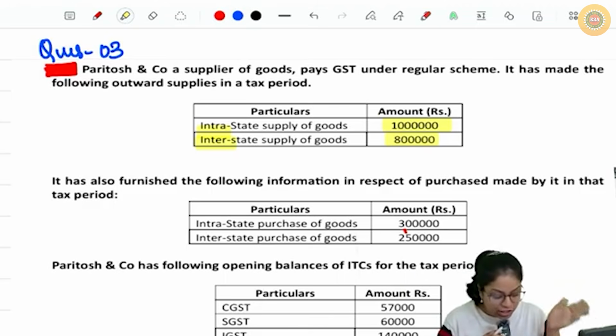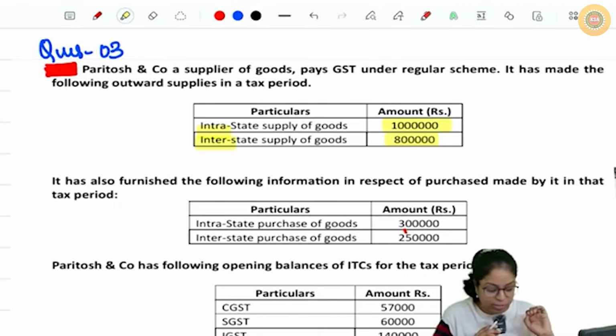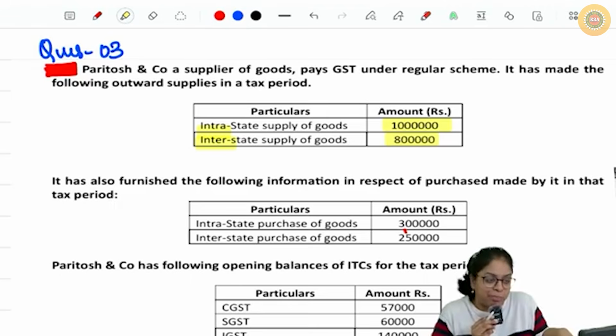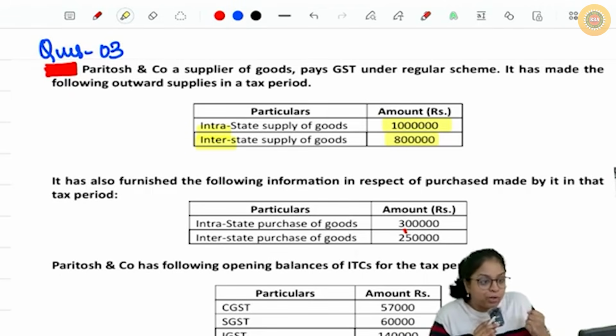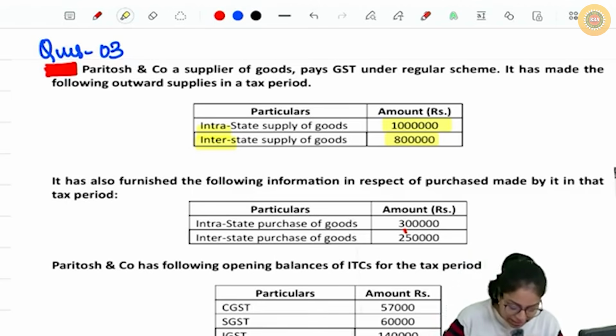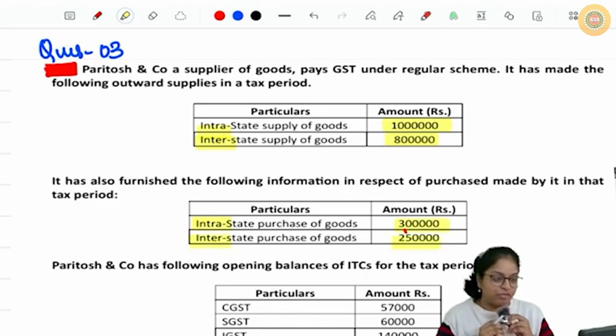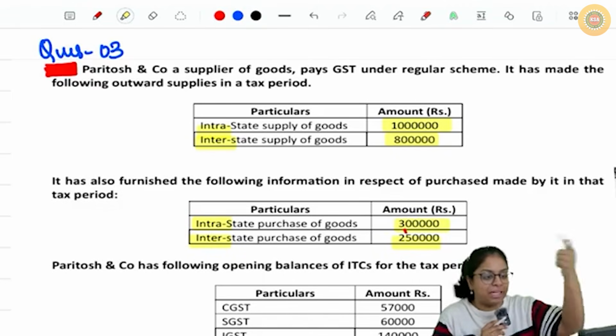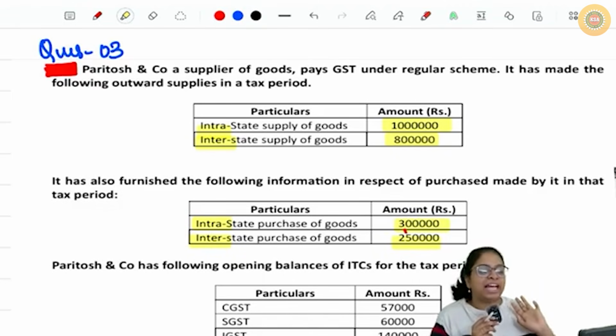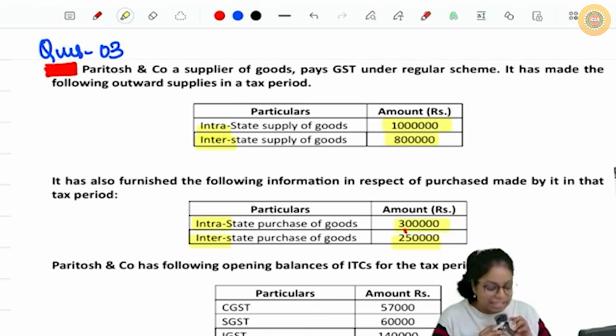Next, it has also furnished the following information in respect of purchases made in that period. Purchases means it is my raw material that I have purchased. It is my input, right? So I will be paying tax on that and I can avail the ITC. In that, intra is 3 lakhs and inter is 2,50,000. So this is the value. You need to multiply the respective GST rates and calculate your outward tax liability and ITC respectively.